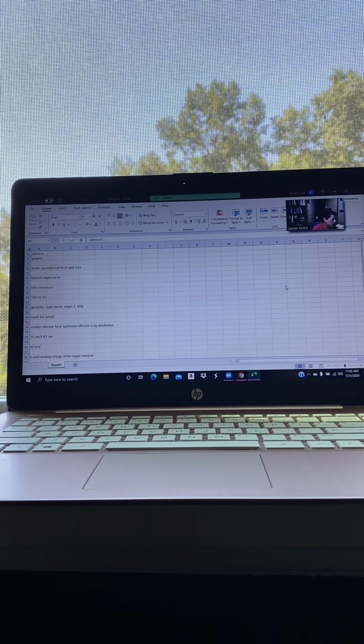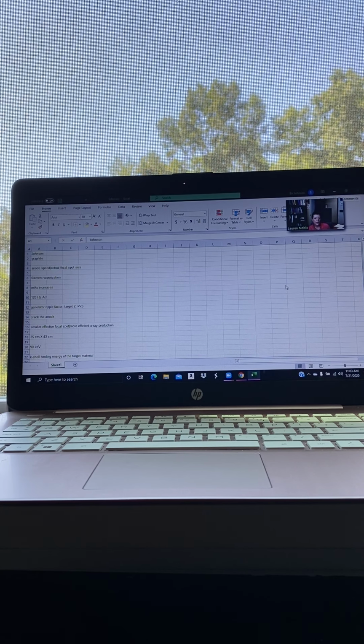For number two, it's looking at what determines the maximum MA and time and KVP that you can use for a single radiographic exposure. And you had to select two answers for this one. So it's referring to the tube rating chart. So I gave you three of the things here: MA, time, and KVP. What determines MA, time, and KVP that can be used?